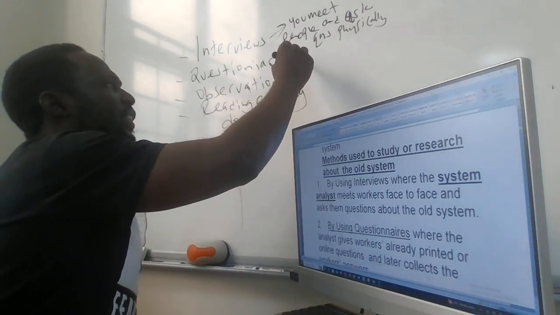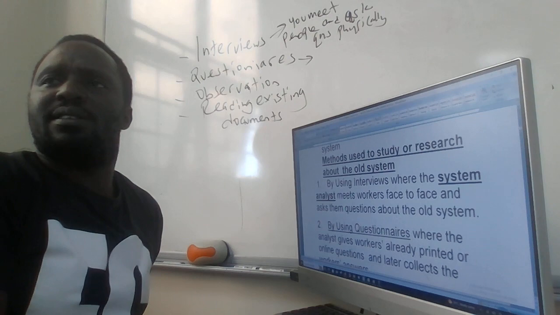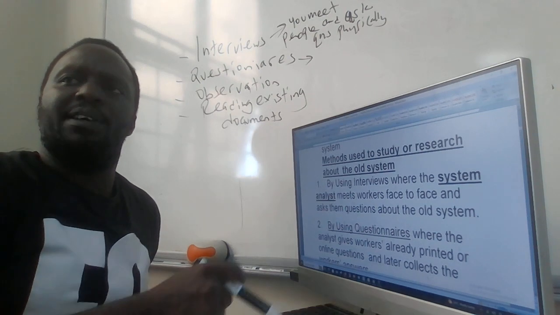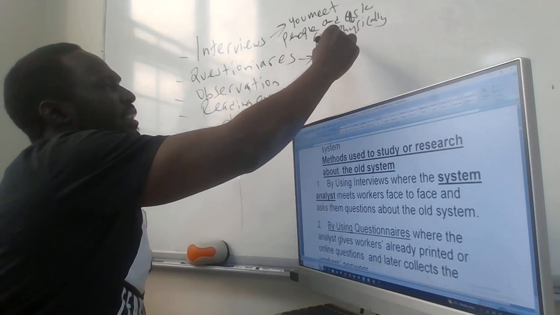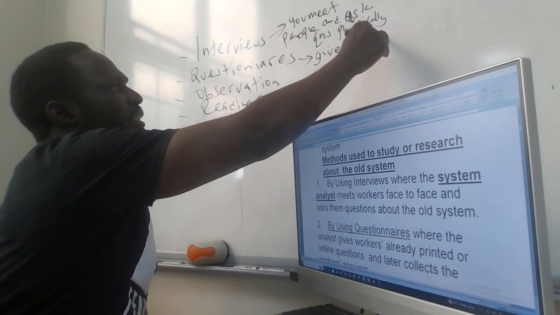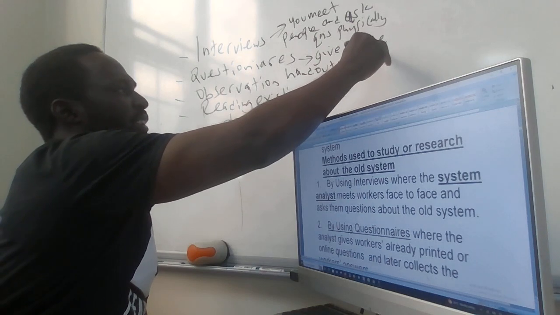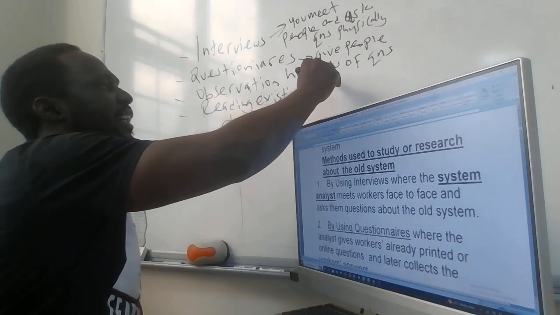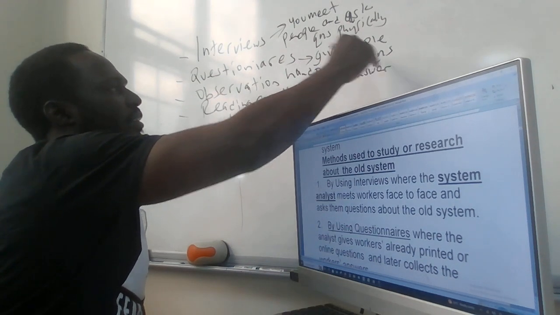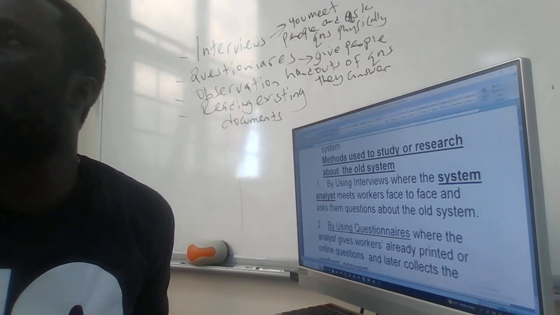Then questionnaires. Questionnaires is where you give out handouts of questions. Those are questionnaires. So this one means give people handouts of questions. They answer. Now, this can be printed or they can be online.